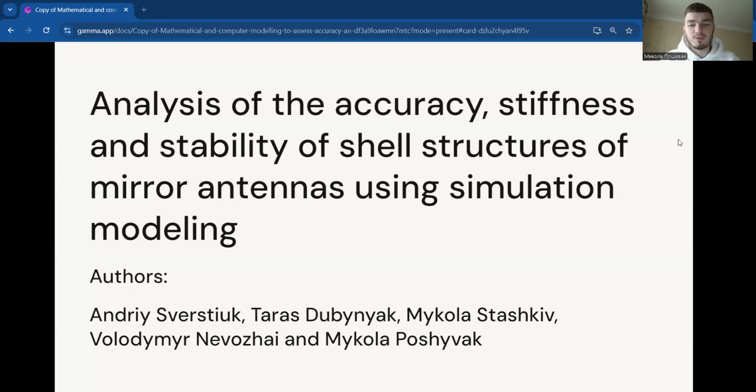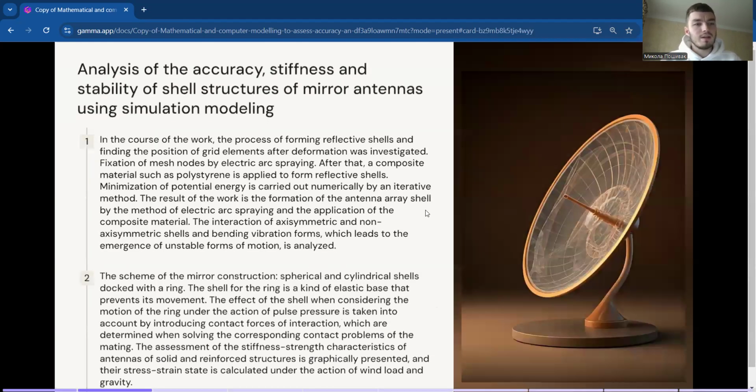The aim of the work was to analyze the accuracy, stiffness, and stability of the shell structure of mirror antennas using simulation modeling.